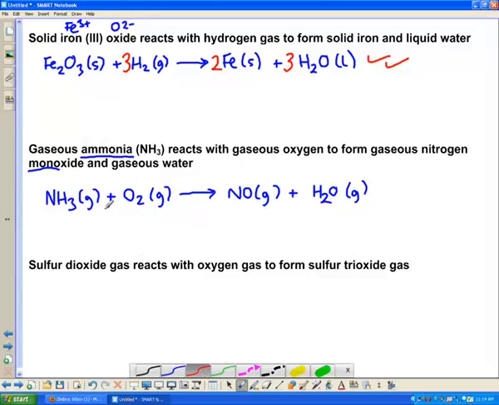Alright, let's go ahead and balance this. Oxygen is by itself, so we're going to leave that right till the end. We're going to leave the hydrogen until next. We're going to balance the nitrogen first. So 1 nitrogen, 1 nitrogen. We seem to be okay there.